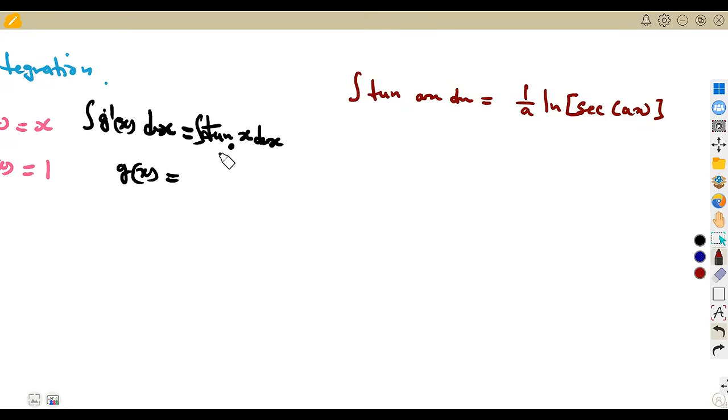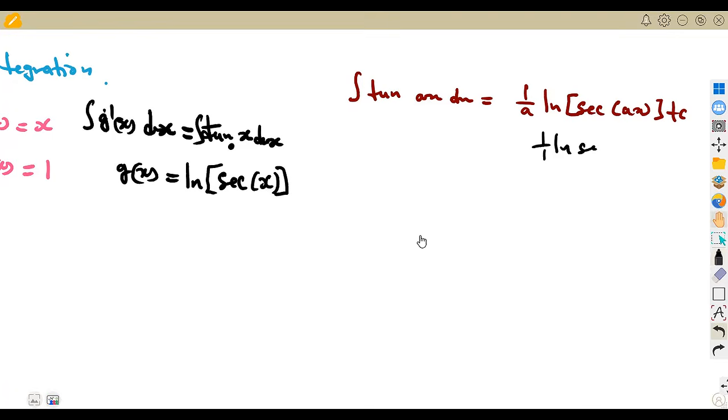That's how we integrate. But here, we are not worried about the constant of integration since we are not done with our integral. So if we integrate tan, our a is 1, so it was supposed to be 1 over 1, which is just like that. So this is just going to be ln sec ax, which is ln sec x. This is our g of x.